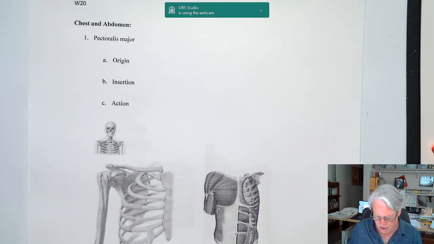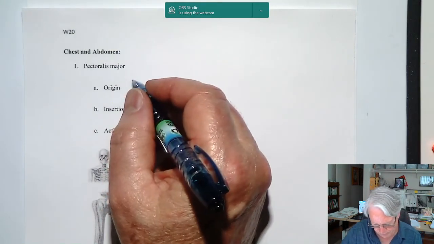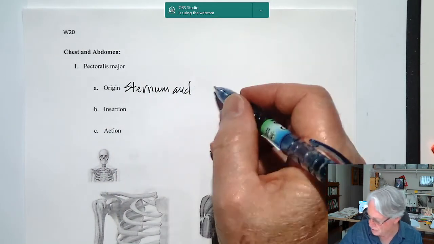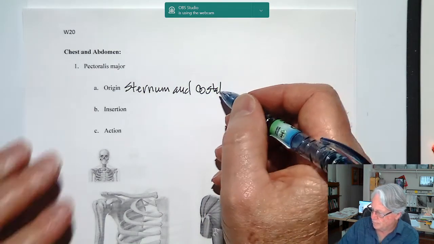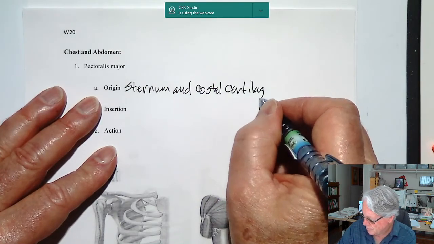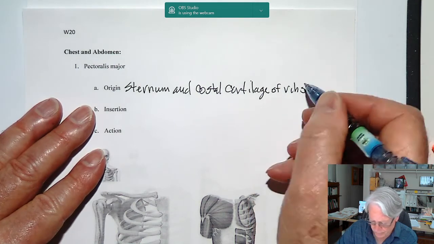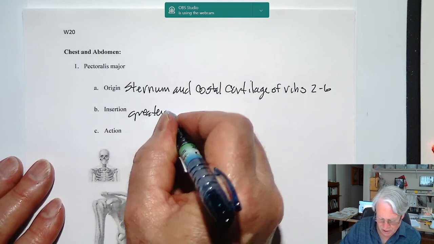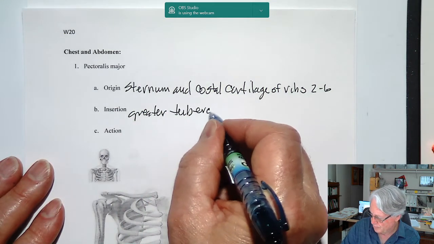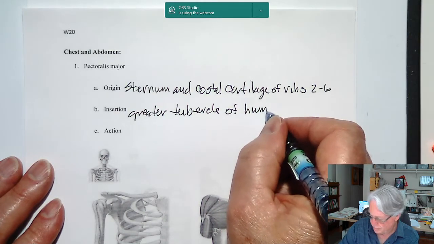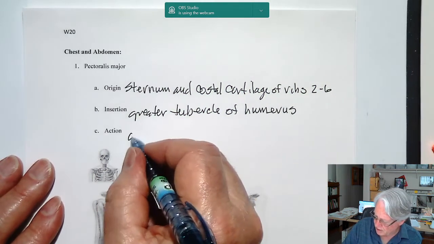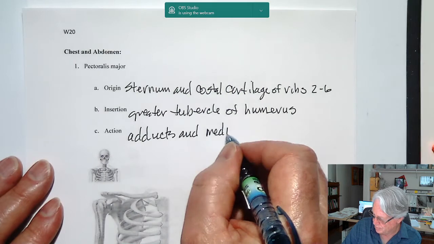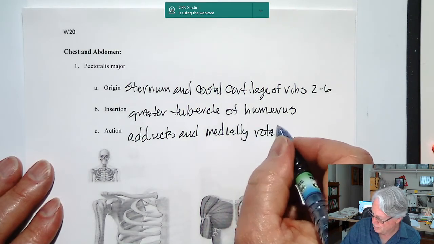Pectoralis major, origin, the sternum, and costal cartilage of ribs 2 through 6. Okay. The insertion is the greater tubercle of the humerus. And action is adducts and medially rotates the arm.